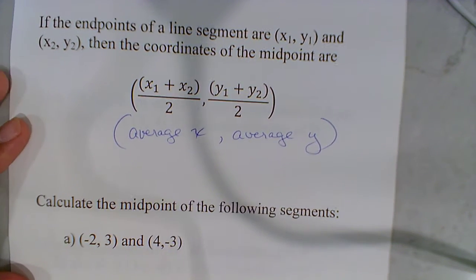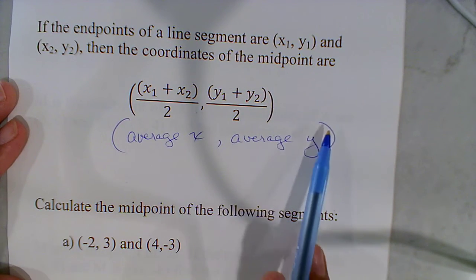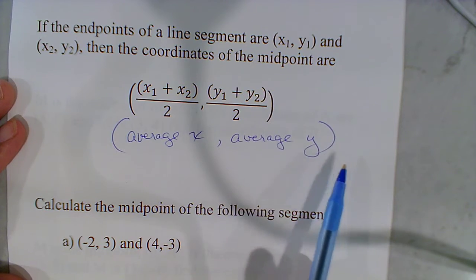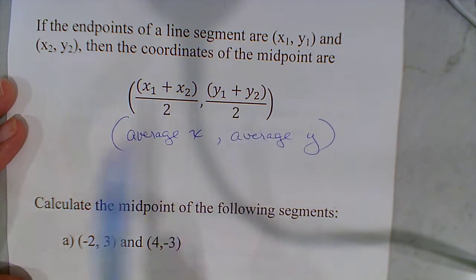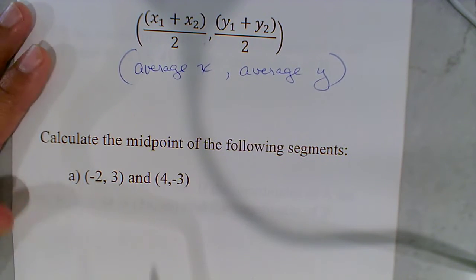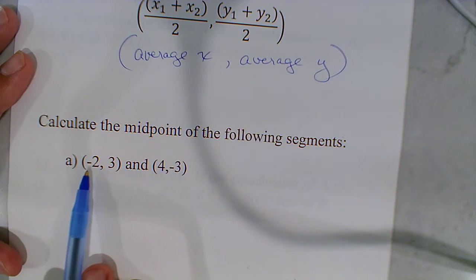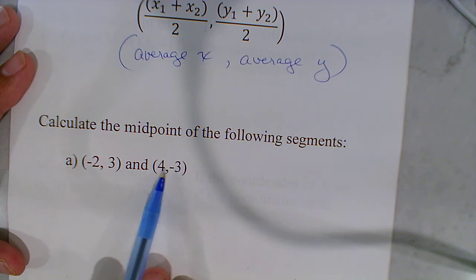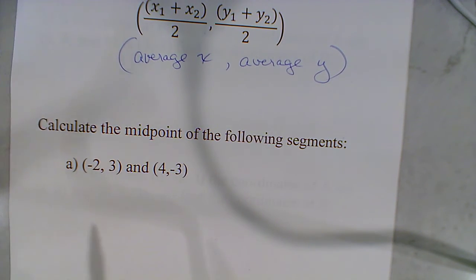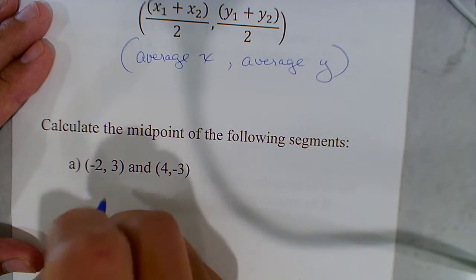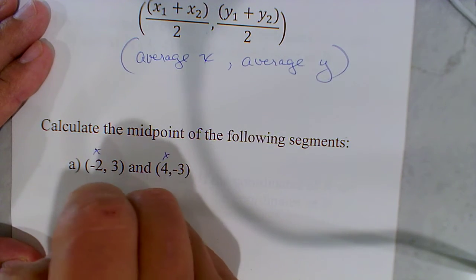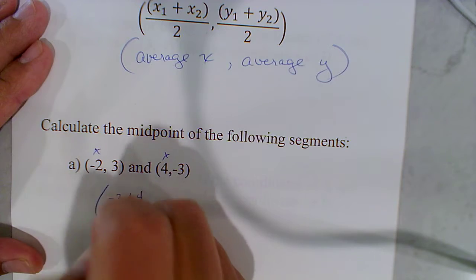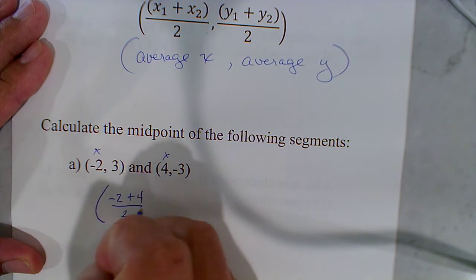All right, so now that we've established that in order to figure out what the coordinates of a midpoint are, all you have to do is average the two x coordinates and average the two y coordinates, let's apply that to some problems. So if I gave you 2 points, negative 2 comma 3 and 4 comma negative 3, the only thing you have to focus on is taking your x with your x, so negative 2, adding it to 4, and dividing it by 2.